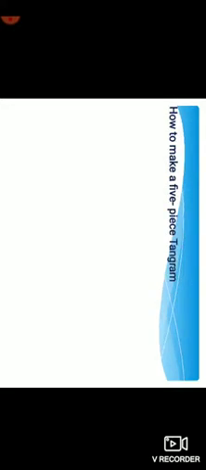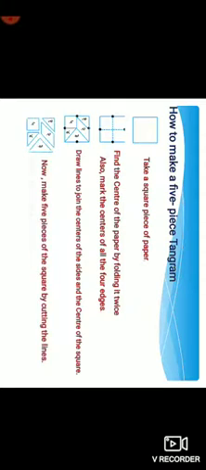Now we see how to make a 5-piece tangram. Take a square piece of paper. Find the center of the paper by folding it twice. Also, mark the centers of all the 4 edges. Draw lines to join the centers of the sides and the center of the square. Now make 5 pieces by cutting along the lines.